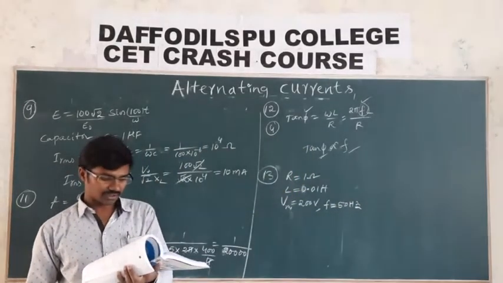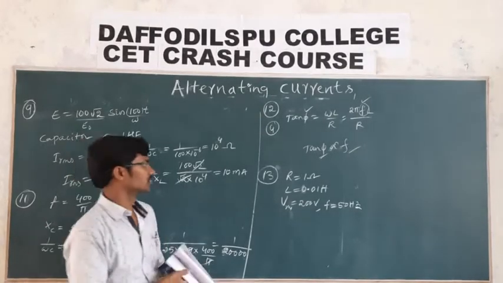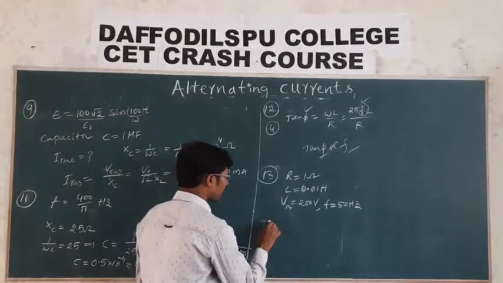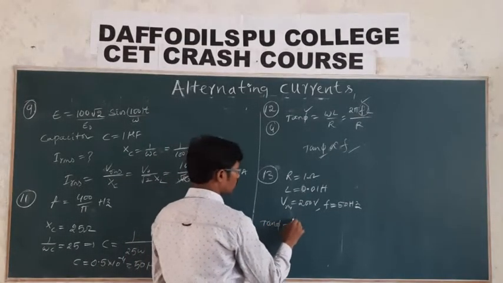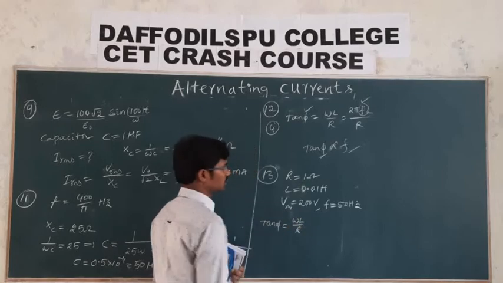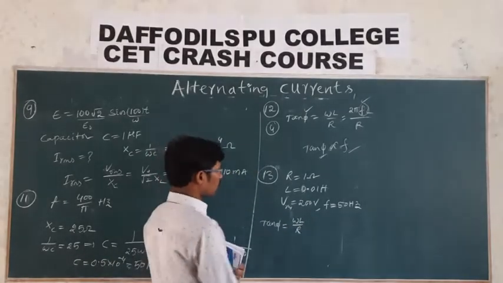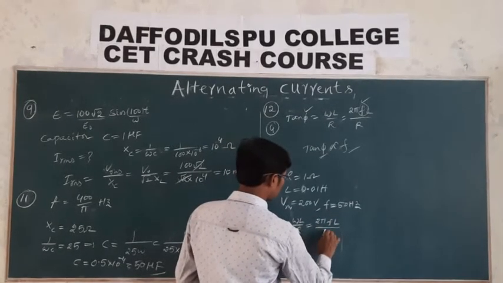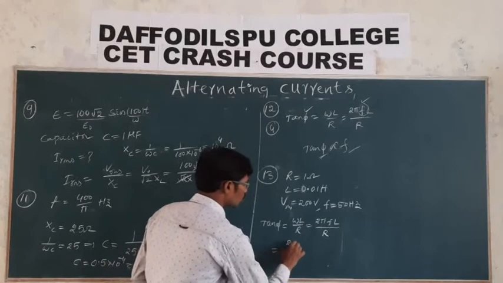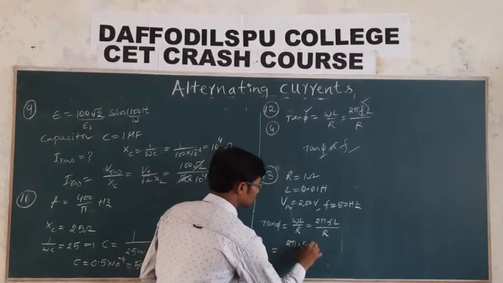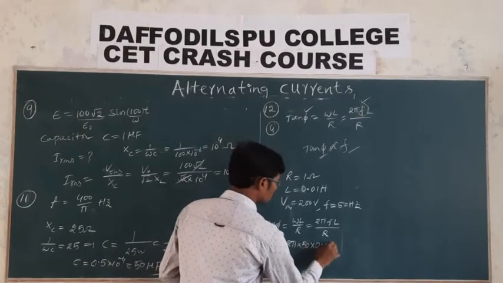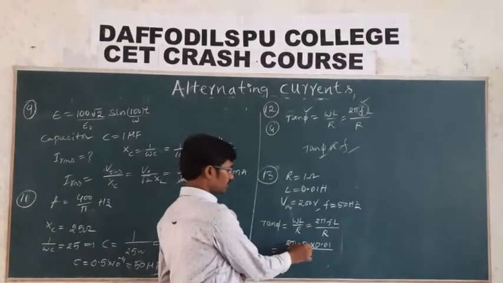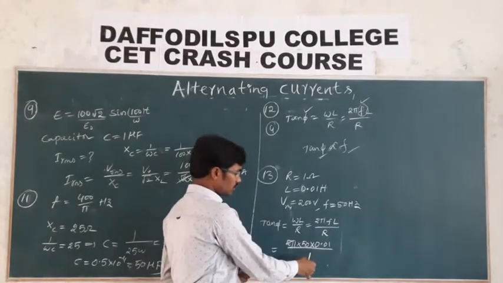Then the phase difference between the current and the EMF in the circuit. Remember, it is an LR circuit. For an LR circuit, what is the formula? Tan phi is equal to omega L by R. So what is omega? Omega is 2 pi f. So 2 pi into f, which is 50, into L, which is 0.01, by R, which is 1. That is equal to what? Pi. So 2 into 50 is 100, 100 into 0.01 is 1, and by 1 only.